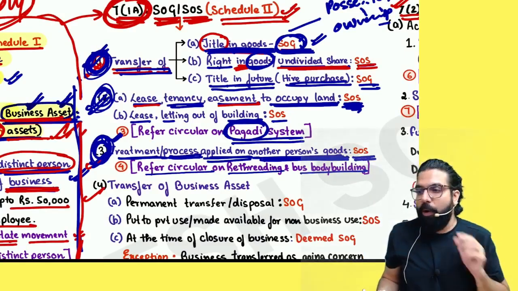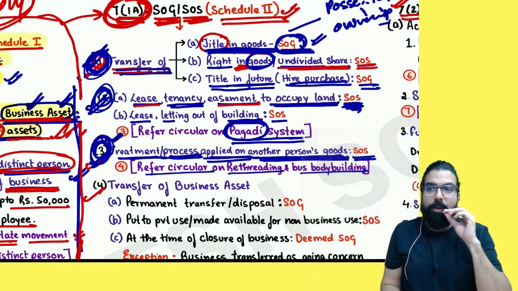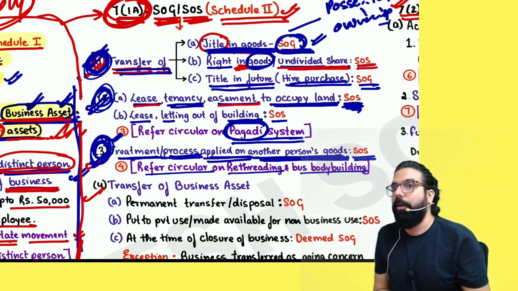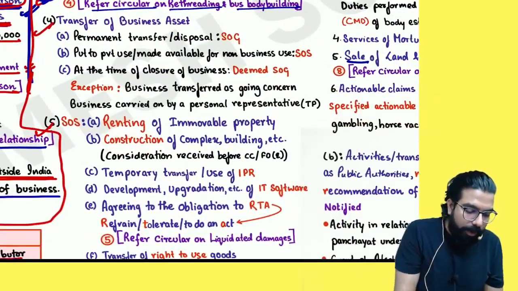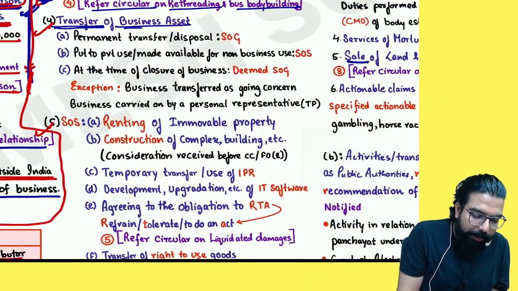Are we all clear? Can we go ahead, everyone? Anyone, any doubt till here? Chalo, now, people, transfer of business asset.